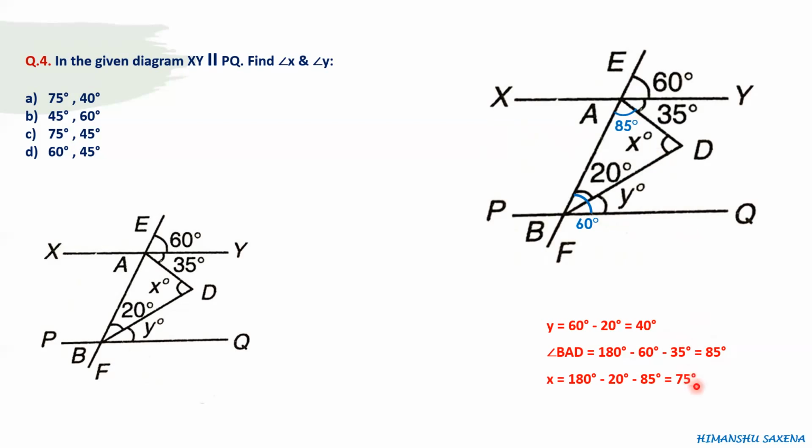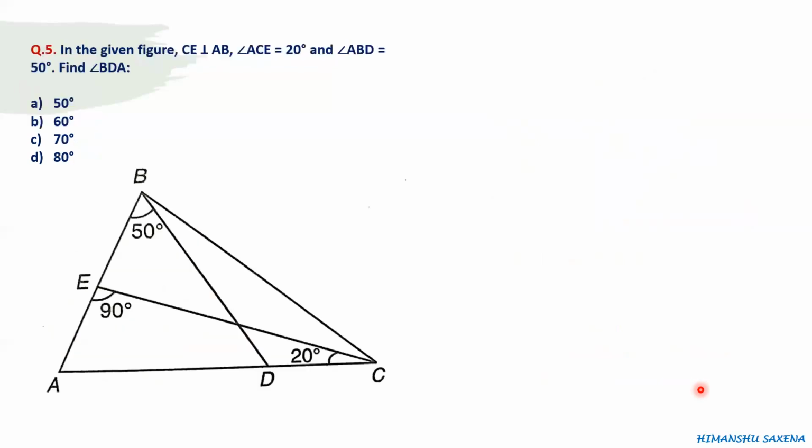Which is 75 degrees. So the value of x is 75 degrees. So our answer would be A, value of x is 75 and value of y is 40 degrees.